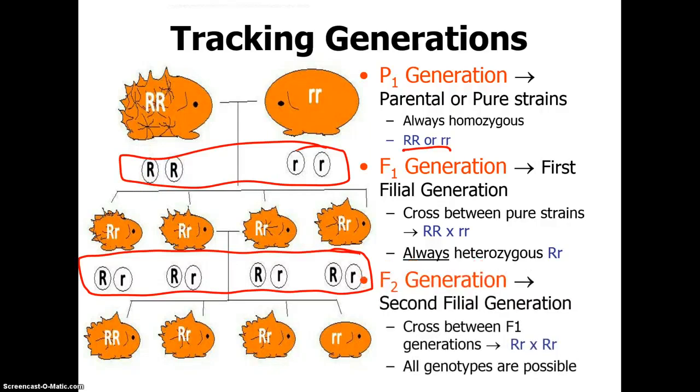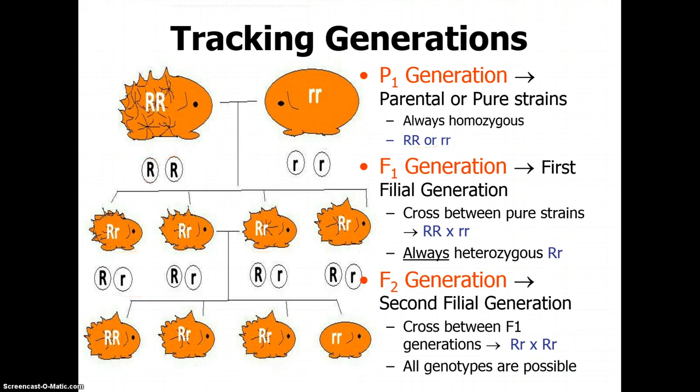Okay, then how we really track generations is we take a look at the F1 generation. They should all be heterozygous. So we take two heterozygous, we breed them, cross them together, and we get what's called the F2 generation. The F2 generation is where you're going to see all of the possible genotypes. So you're going to have homozygous dominant, you're going to have heterozygous, and homozygous recessive.